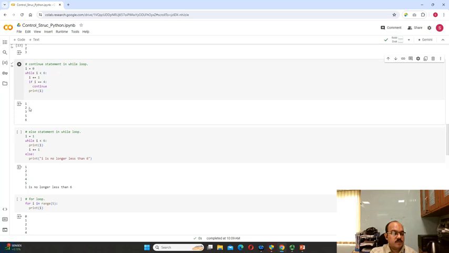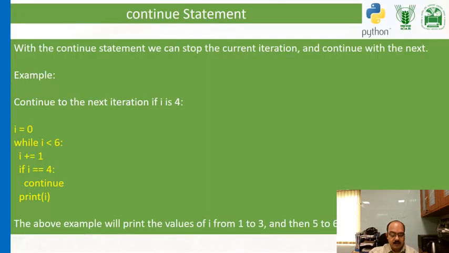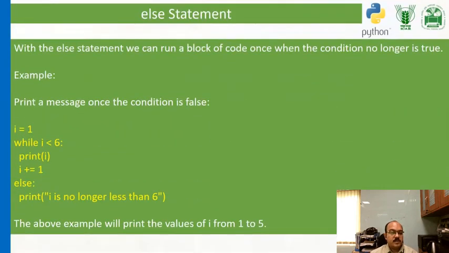So we get values 1, 2, 3, 5 and 6. Next we use the else statement in while loop. With this else statement, we can run a block of code once when the condition no longer is true. We have seen the use of else statement earlier also in case of if else. So print a message once condition is false.